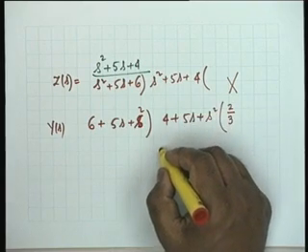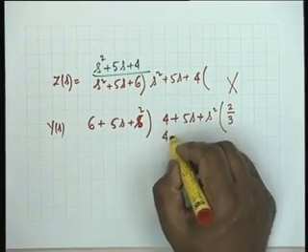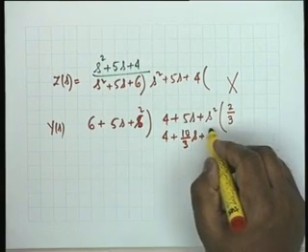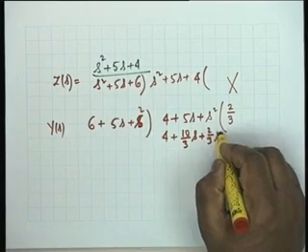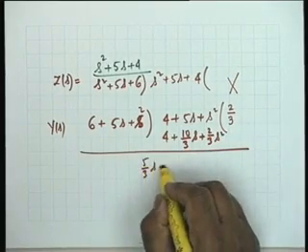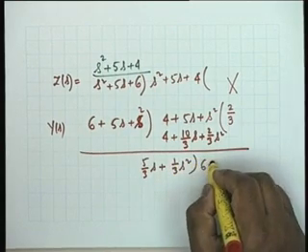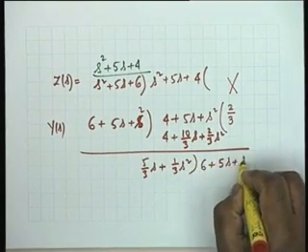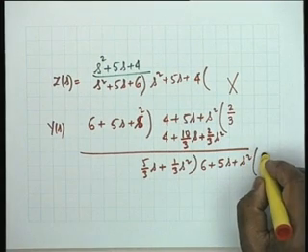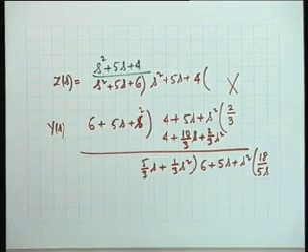Oh no, 3/2 or 2/3? Okay, 4 plus 10 by 3s plus 2 by 3s squared. I am left with 5 by 3s plus 1 by 3s squared, 6 plus 5s plus s squared. The quotient is 18 by 5s. Okay, good enough.